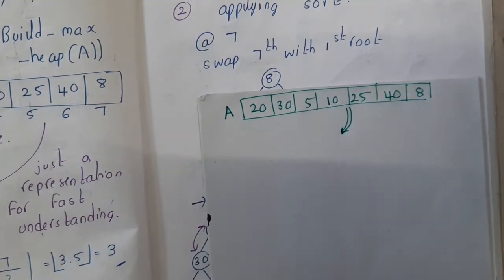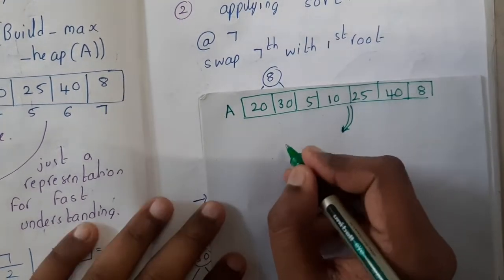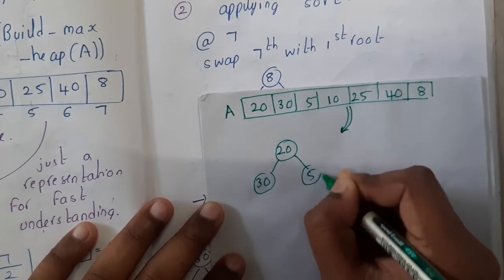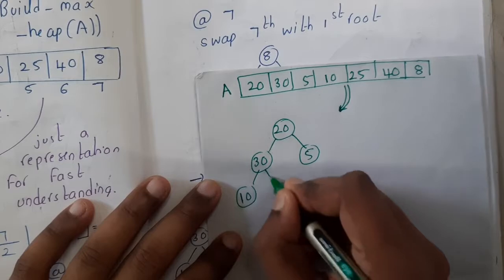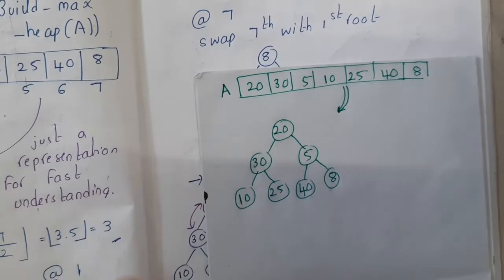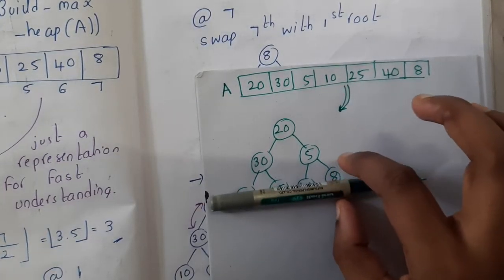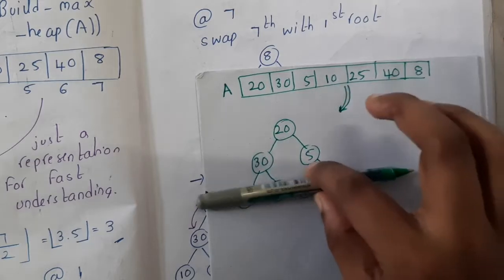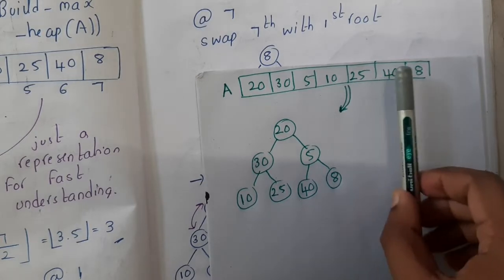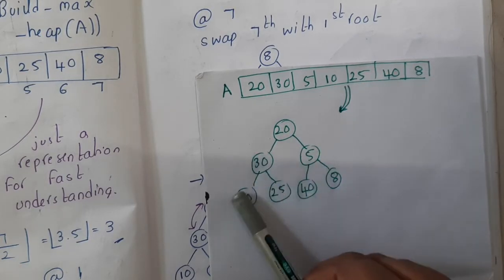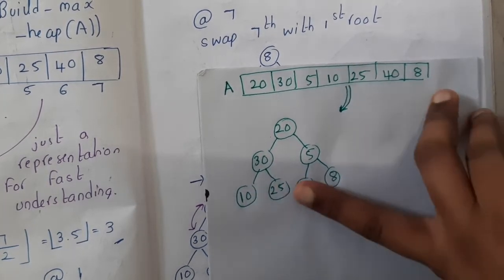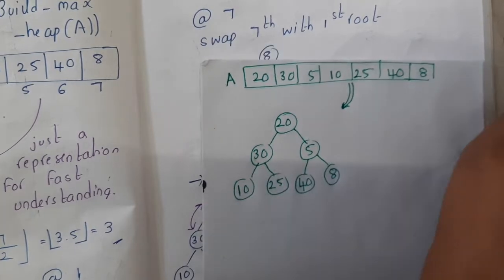If you recall how a tree looks, each node has two children. So 20, 30 with left to right filling, and each layer should be filled completely: 5, 10, 25, 40 and 8. If you are at the nth layer, all the layers above you should be filled, and in your layer you should move from left to right. That is the logic. If there are only 5 elements, these 2 elements would not be there, and the tree would look this way.